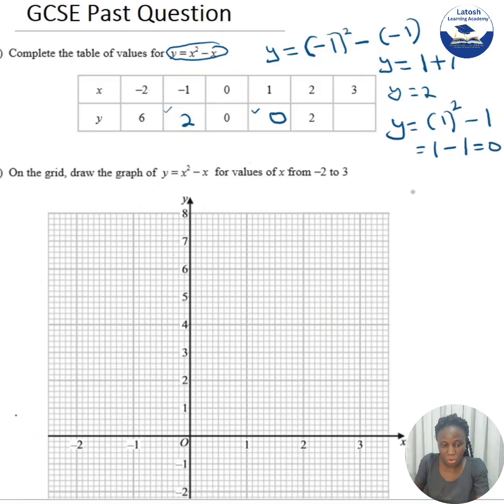Now let's look for y when x is 3. We have 3 squared minus 3. So y is equal to 9 minus 3. y will be 6. So in this place we have our y to be 6. Now we have completed the table. It's now time for us to draw the graph.